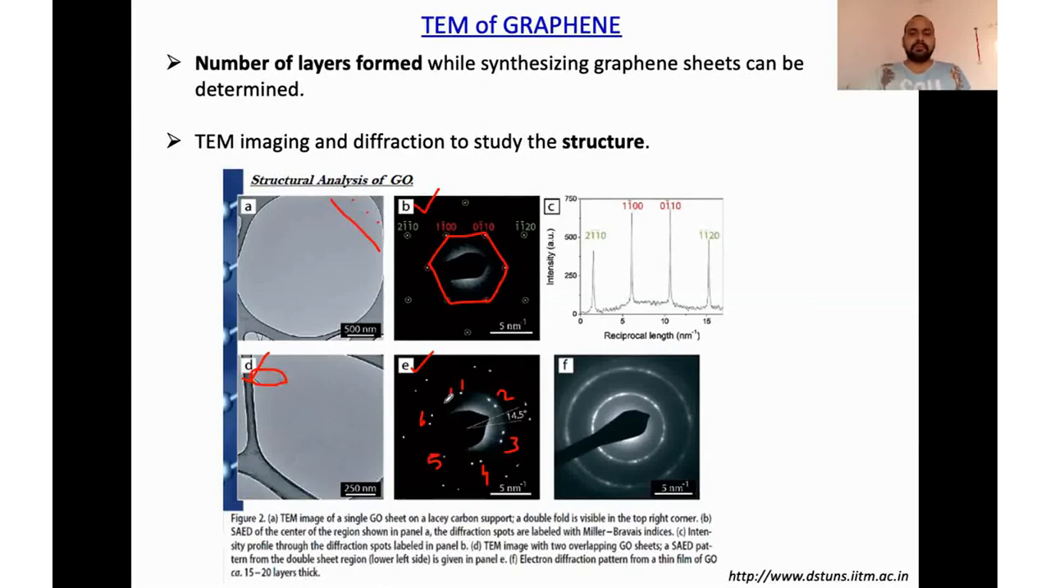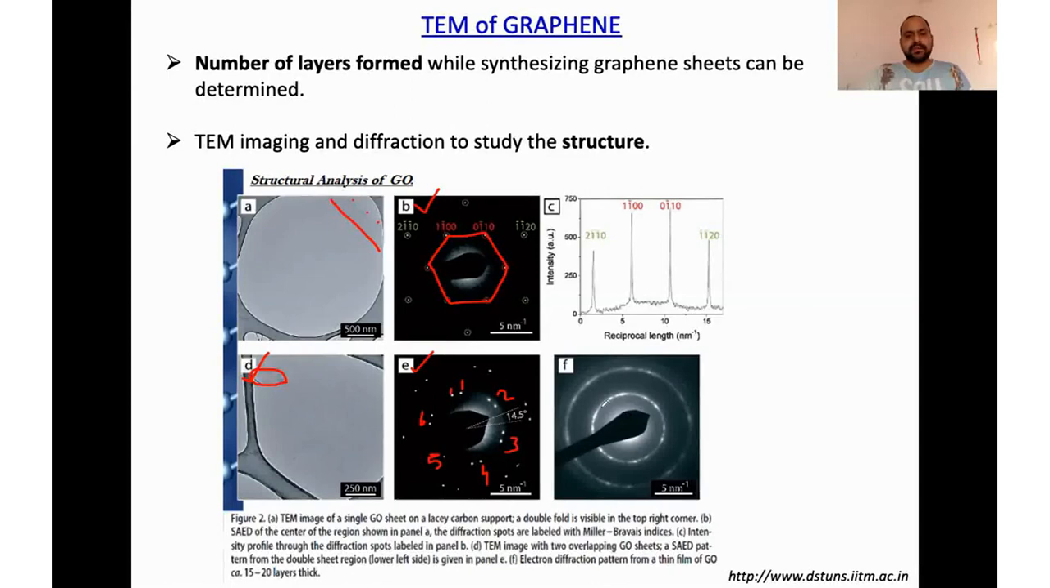You can see it is showing the polycrystalline nature, and therefore we are getting circle spots which are forming a kind of circle. So it's not a single crystal, it's a polycrystalline material. Now let's see another example of TEM.